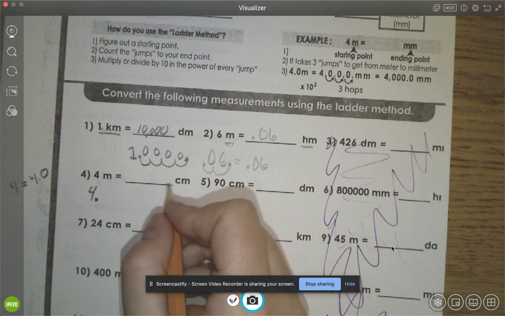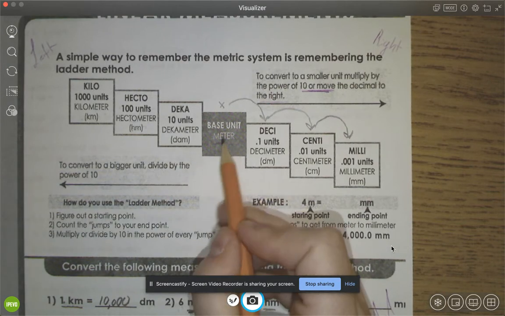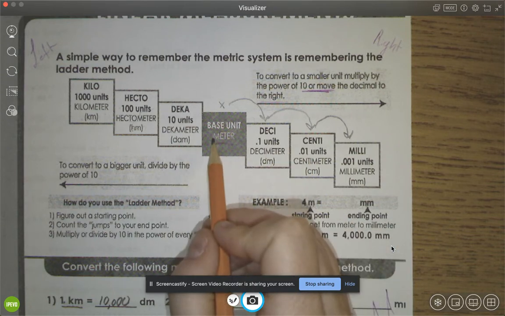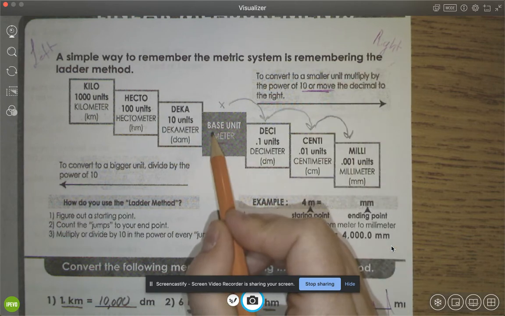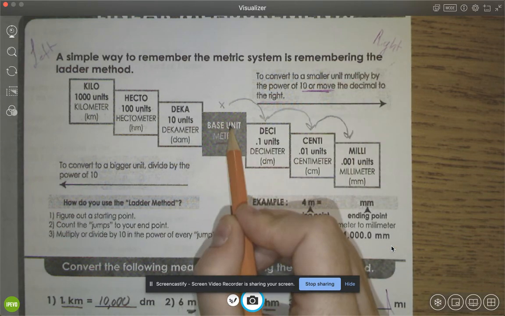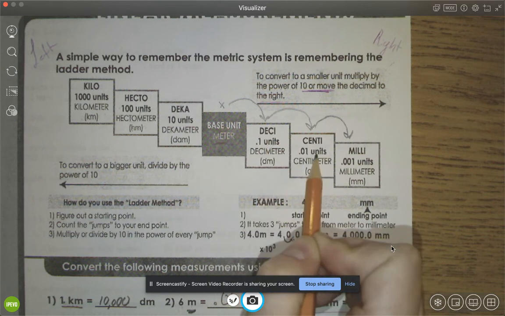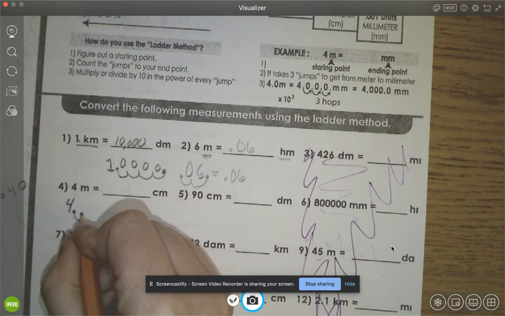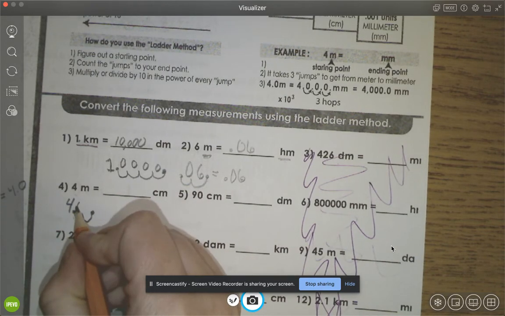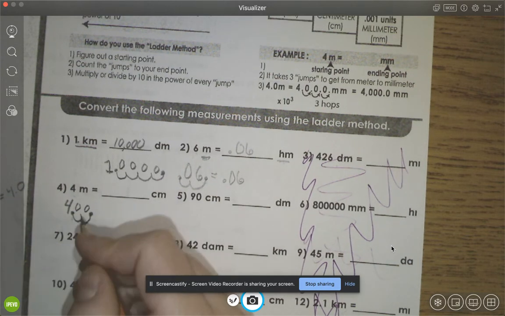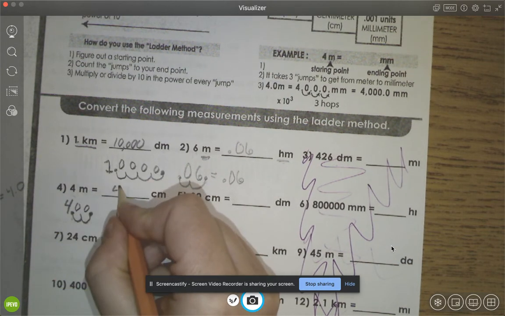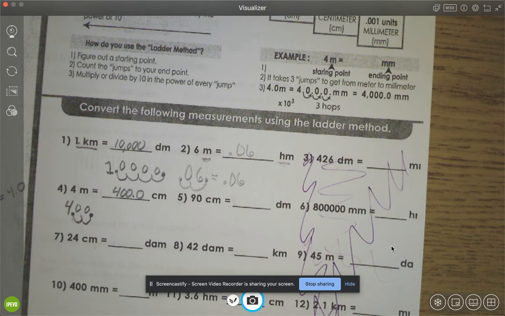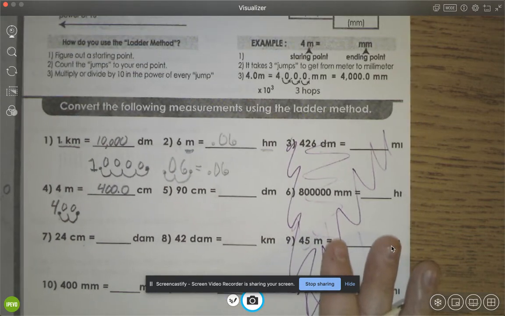And we want to convert this to centimeters. So we are starting here at the meter, and we are going to centimeters. So we are going to move the decimal to the right. Now, how many steps? We start here. You go 1, 2. 2 steps to the right. So you're going to move your decimal point 1, 2. Right? So 4 meters is equivalent to 400.0 centimeters, right?